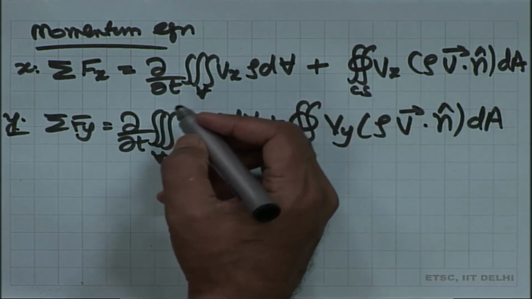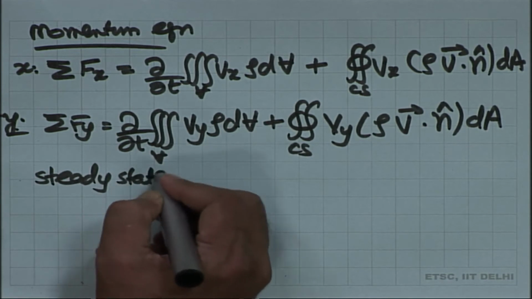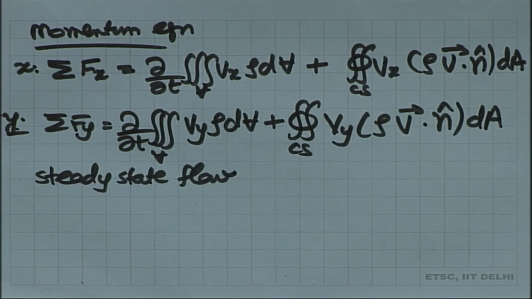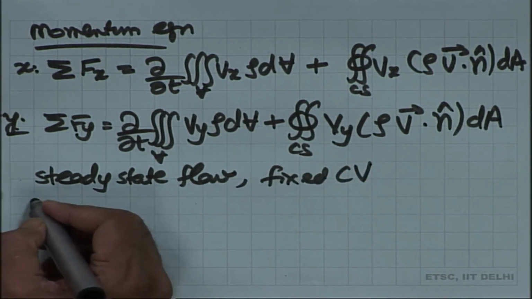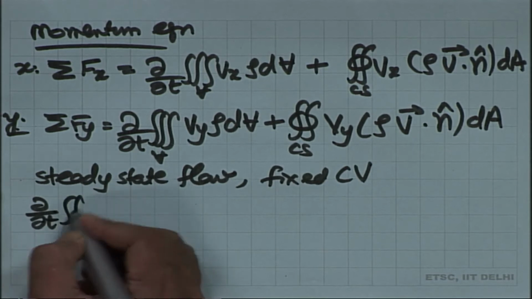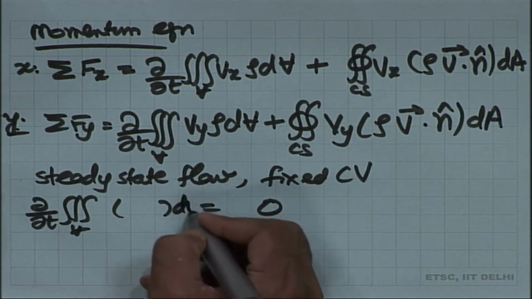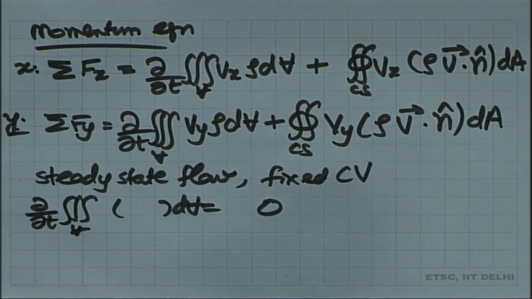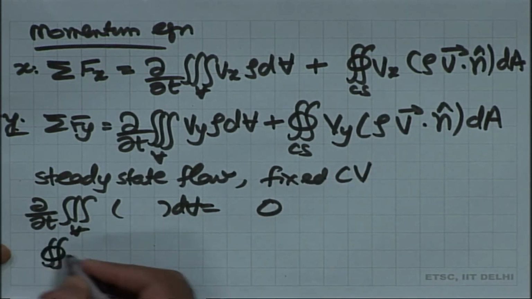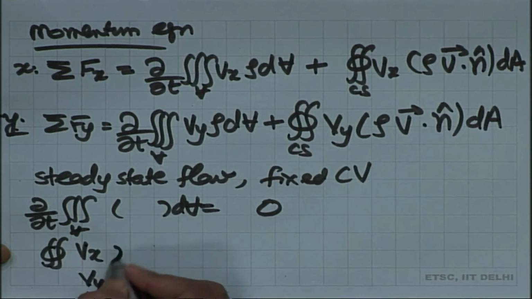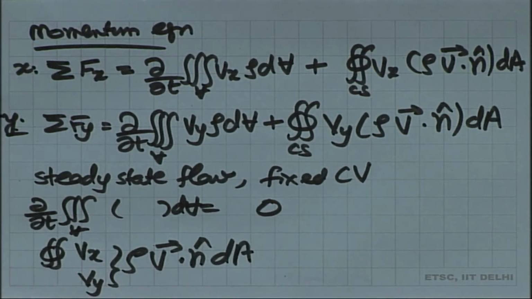Now, we are talking of steady state flow because flow is not changing with time, and a fixed control volume. So, therefore, the d by dt volume integral term is 0 because we have steady state and a fixed control volume. So, we are left with only the integral Vx or Vy rho V dot n dA. Okay.